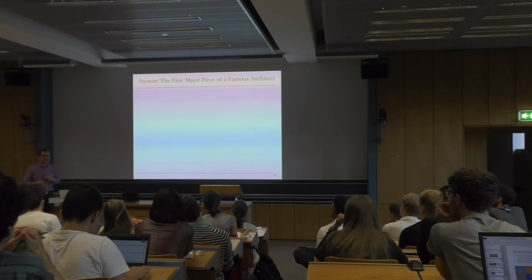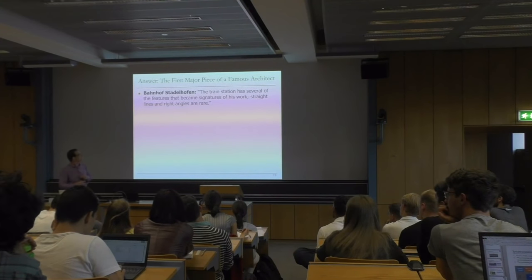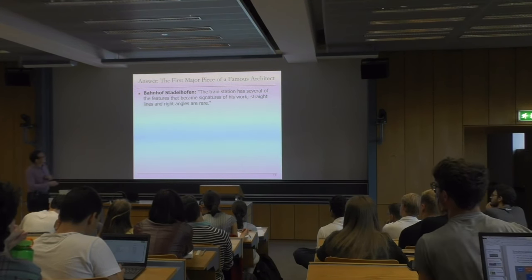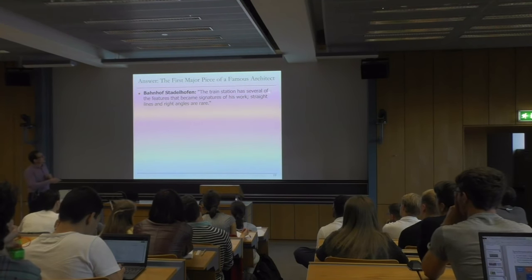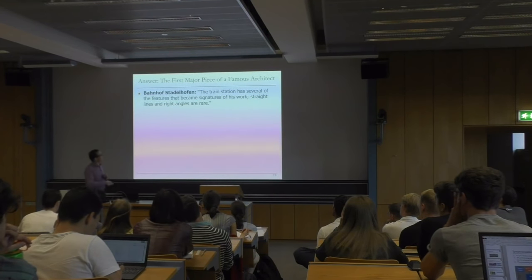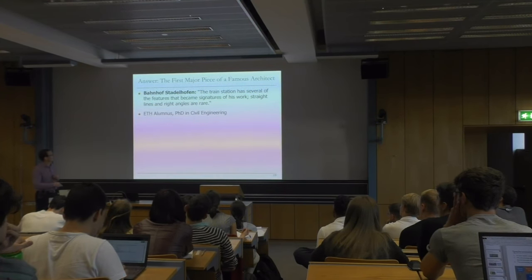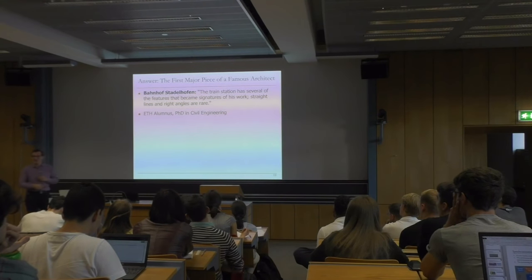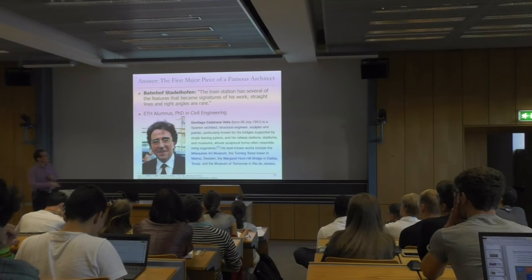Does anybody know who that architect is? Probably yes. It's Santiago Calatrava. Well, I guess this doesn't tell you the answer. But basically, why is this different? Because it's not a straight line thing. You can see this description over here. Straight lines and right angles are rare. And it actually follows a different paradigm called zoomorphic architecture. And this was designed by an ETH alumnus, PhD in civil engineering, Santiago Calatrava. You can read more about him if you're interested. He has a lot of other interesting designs as well.